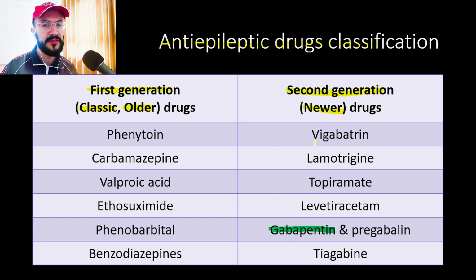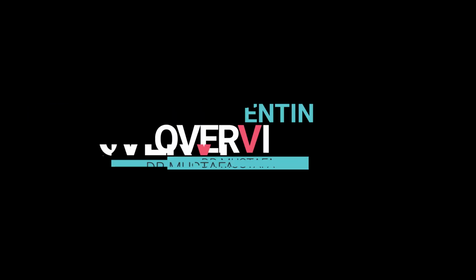Other examples of the second generation include the gabapentin, the lamotrigine, the topiramate, the levetiracetam, the pregabalin, and the tiagabine. Examples of the first generation include the phenytoin, the carbamazepine, the valproic acid, the ethosuximide, the phenobarbital, and the benzodiazepines.